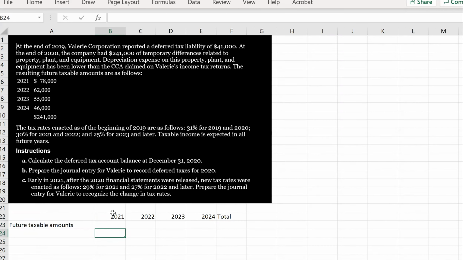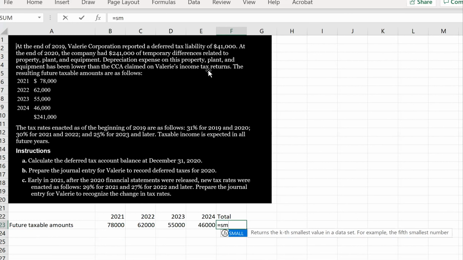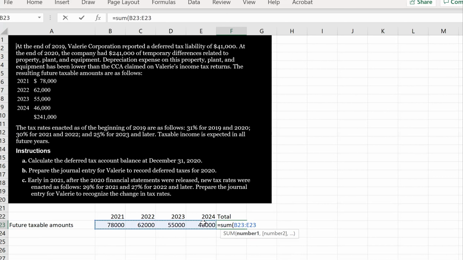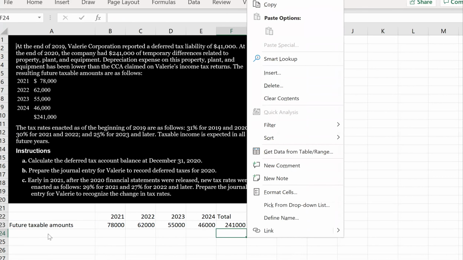So our future taxable amounts are going to be, you can see that the resulting future taxable amounts are as follows. So they've given us the future taxable amounts on the PP&E of this difference. So we know we're going to have a future taxable amount of $78,000 in 2021, $62,000 in 2022, $55,000 in 2023, and $46,000 in 2024. So my sum here should get me back to that $241,000, which is the same sum they gave me in the question. Okay, yes it does. So we know we've got the right amounts.